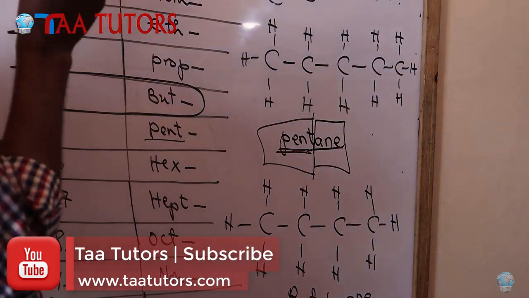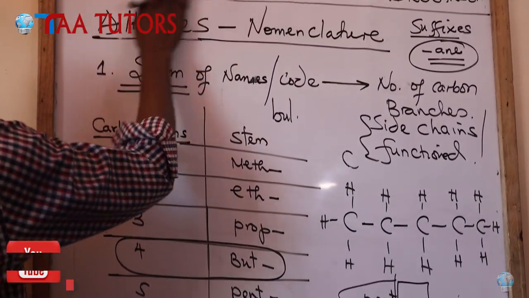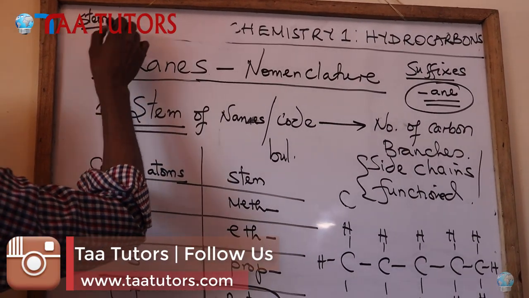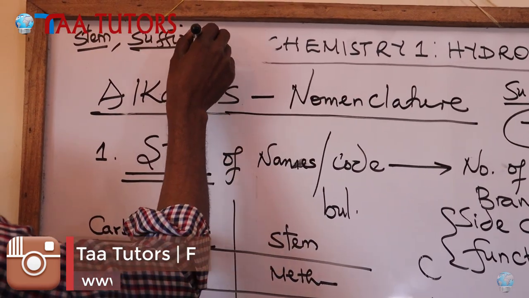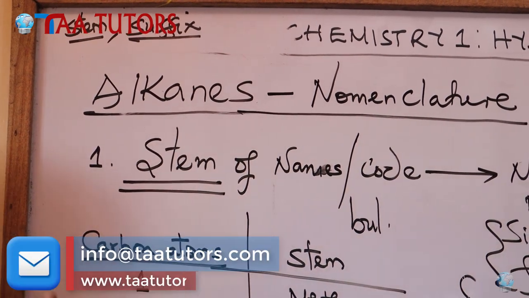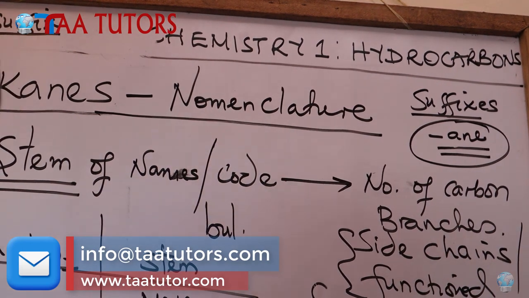Let us move a little ahead. We have talked about two things here. We have talked about the stem, the stem name, and the suffix. And remember, in this case, I'm simply talking about the suffix of alkanes only. And I said the suffix of alkane is just one. I want now to move to a level where we are going to have something different.